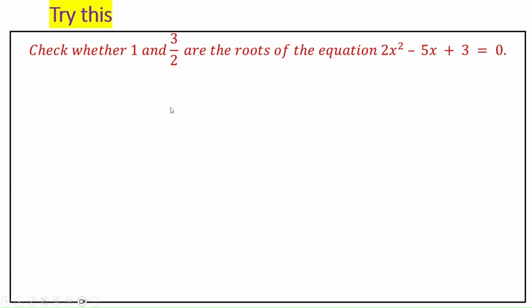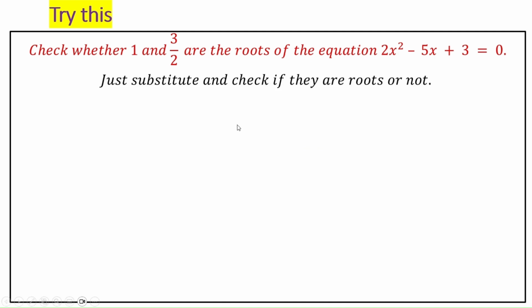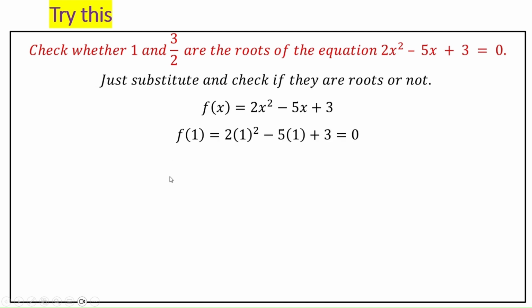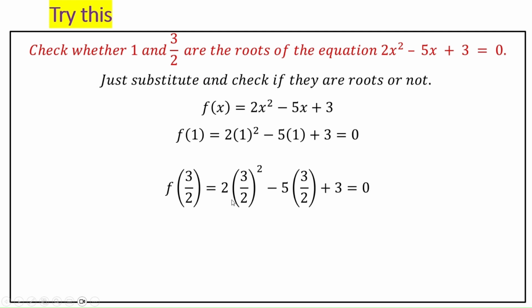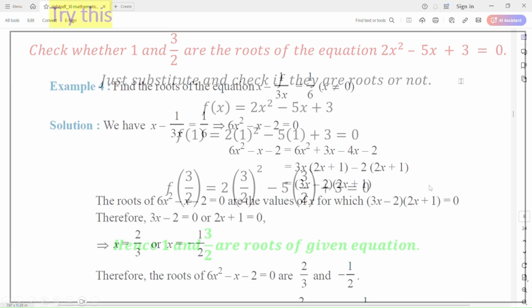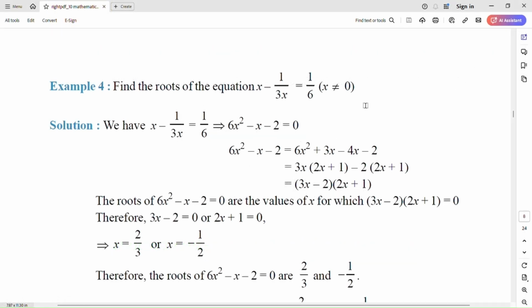Check whether 1 and 3 by 2 are roots of the quadratic equation 2x square minus 5x plus 3 equal to 0. How do you check whether a given number is a root of a quadratic equation, or in that case any polynomial? You just substitute and see. So if f of x equal to 2x square minus 5x plus 3, then f of 1 you substitute and check it is 0, and f of 3 by 2 also you substitute and check it is 0. So 1 and 3 by 2 are the roots of the equation. Okay. Let's do some more examples.